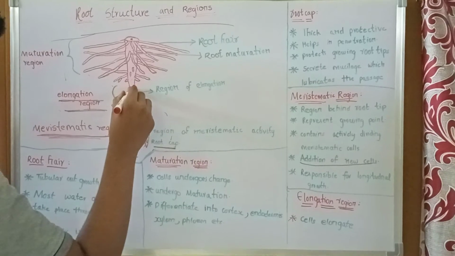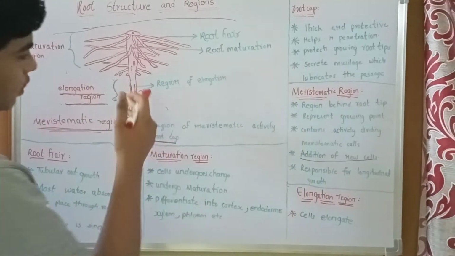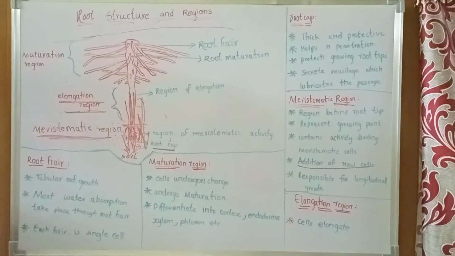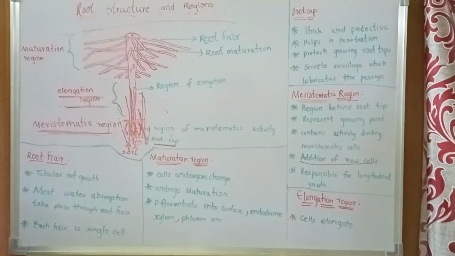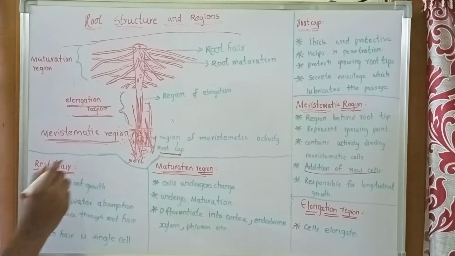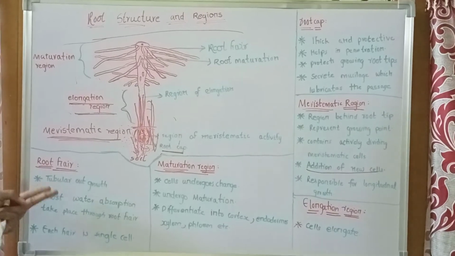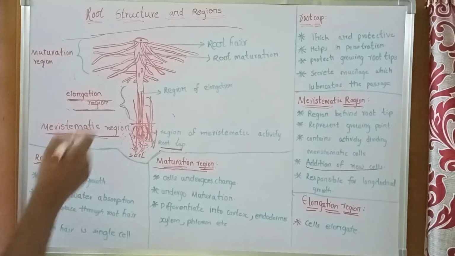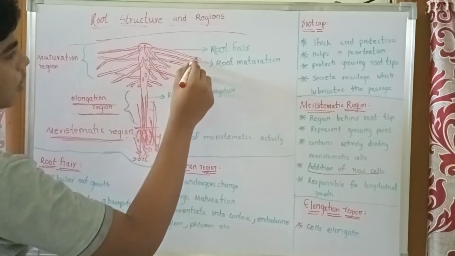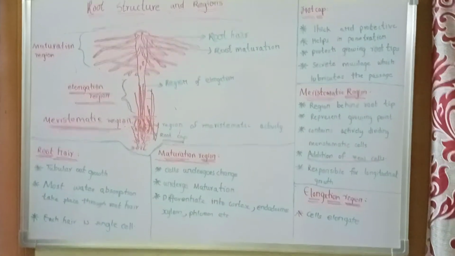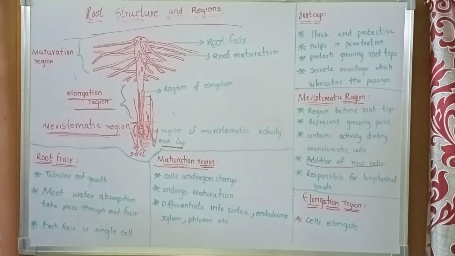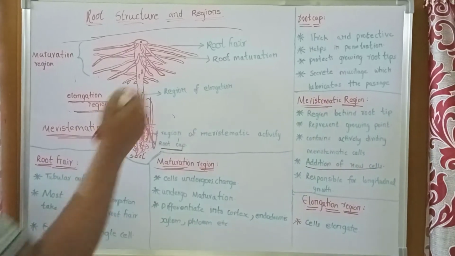Here elongation means the cells will enlarge. Due to the elongation of these cells, the root will grow. And next, the maturation region and root hairs. First, we have to discuss the root hair. What are these root hairs? These are tubular outgrowth structures called root hairs. The main function of root hairs is to absorb water and minerals and supply them to the plant.